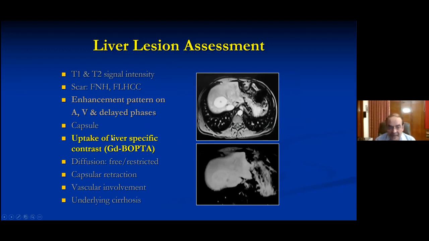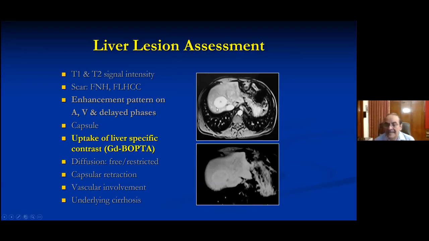Uptake of liver-specific agents. The contrast agent that we use for liver imaging is called gadolinium bopta. This is taken up by normal functioning hepatocytes, and you can do an image at 1 hour delay from the time of injection when the normal liver enhances, and the lesions which do not contain hepatocytes will be seen as dark. However, lesions like focal nodular hyperplasia, which contain hepatocytes, will be either as bright or even brighter than the background liver.